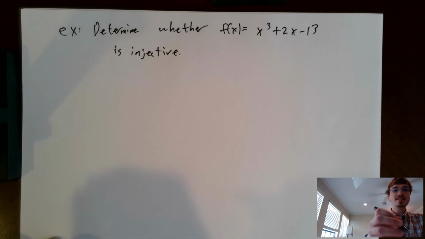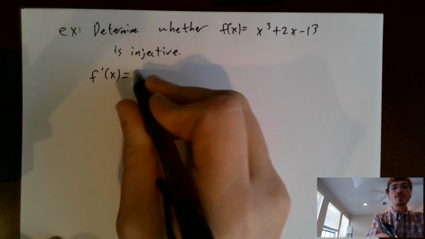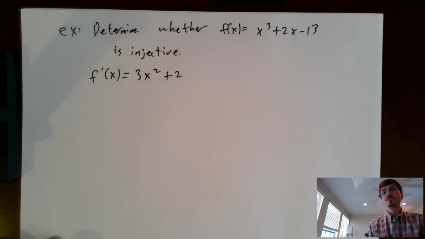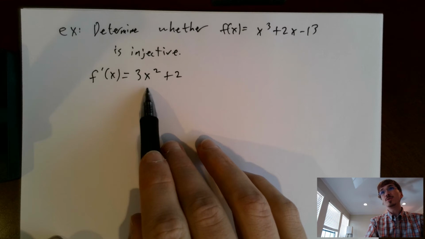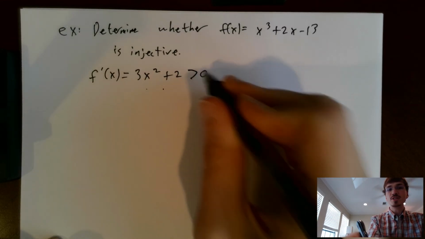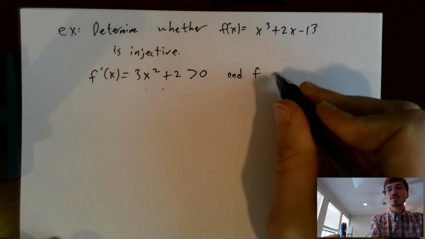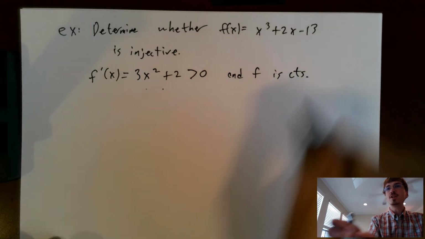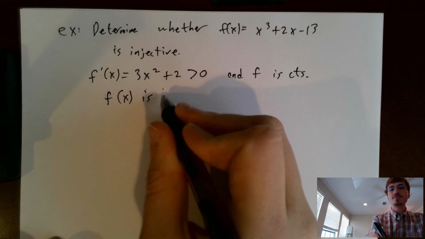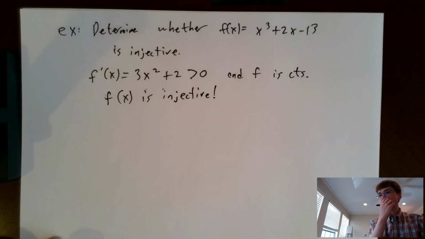So, just like in the last example, let's take a derivative, right? F prime of x, in this case, is going to be 3x squared plus 2. I know that 3x squared is always bigger than or equal to 0, and once you add 2, you are strictly greater than 0, right? And of course, since f is continuous, what does this mean? It means that f of x is injective.